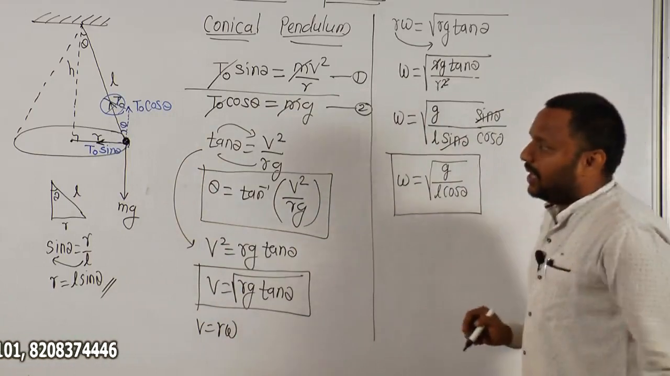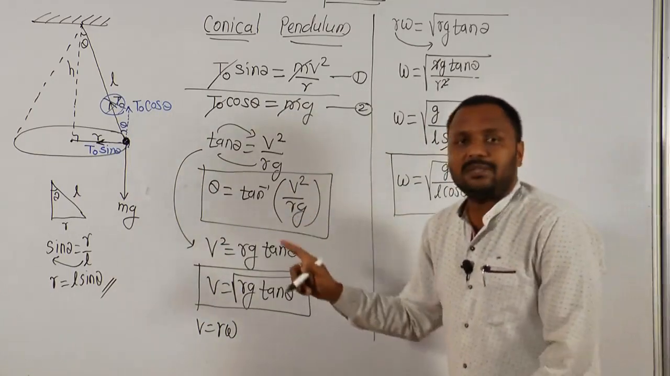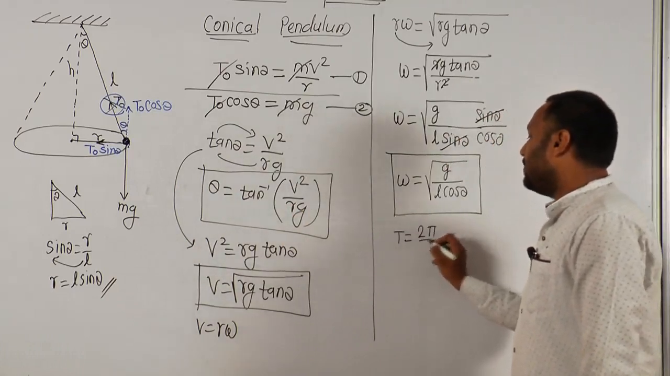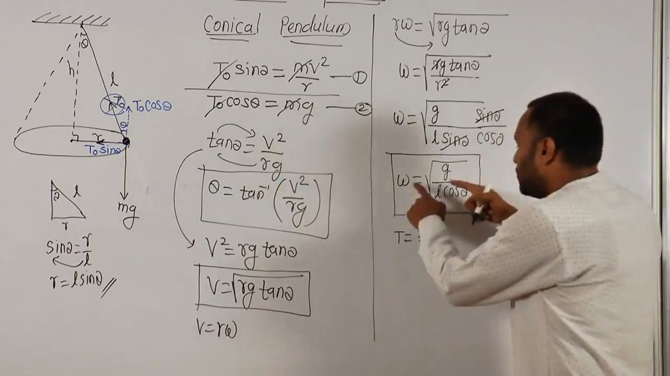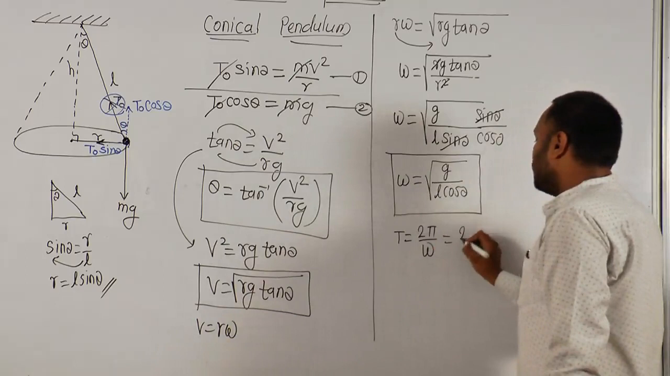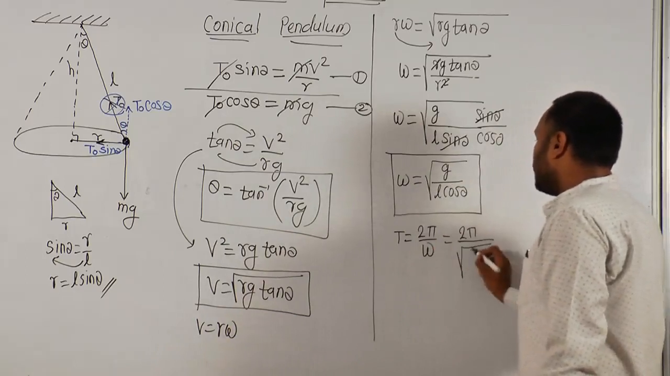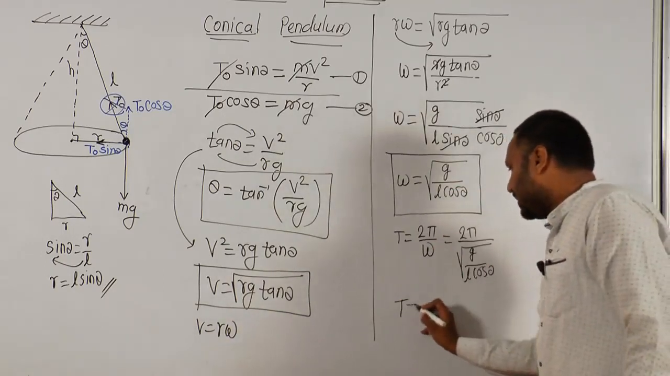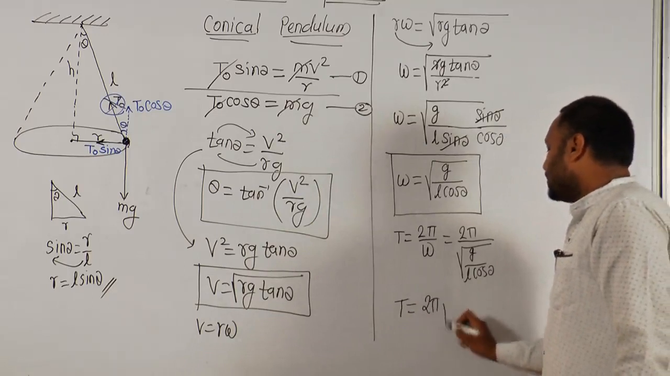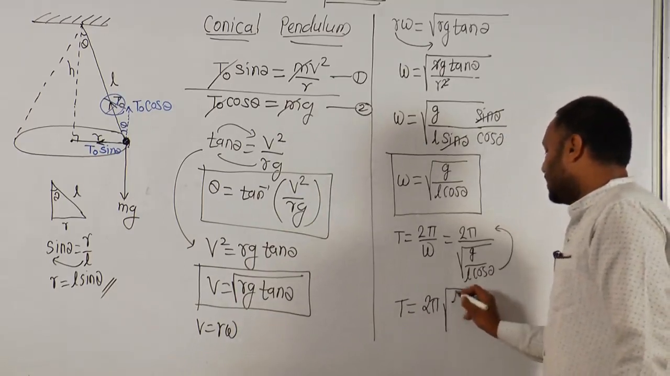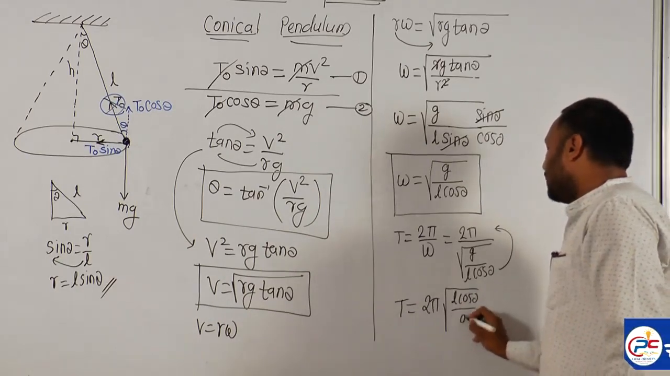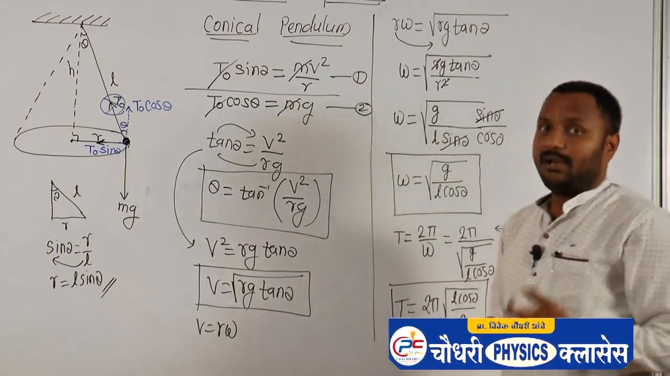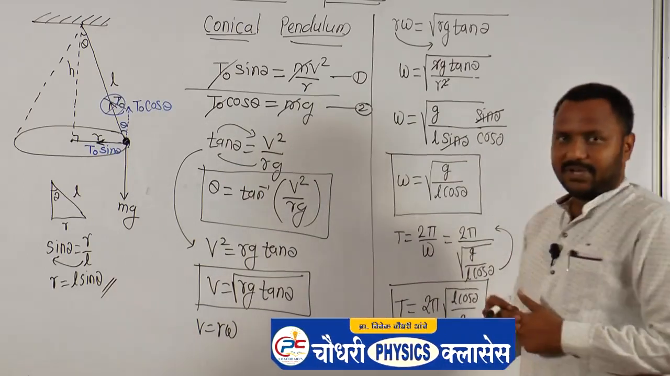Okay, next, this bob performs circular motion, so it has a periodic time T equal to 2π divided by ω. If we substitute ω, then T is equal to 2π divided by the square root of g upon L cos θ, or T equals 2π times the square root of L cos θ divided by g. This is the formula for the periodic time of a conical pendulum. By using that formula, we can find its periodic time.